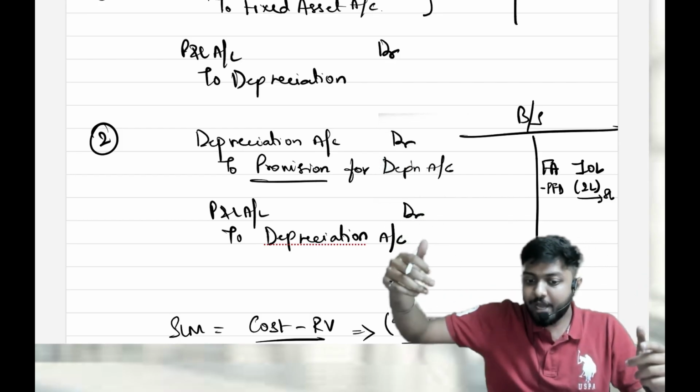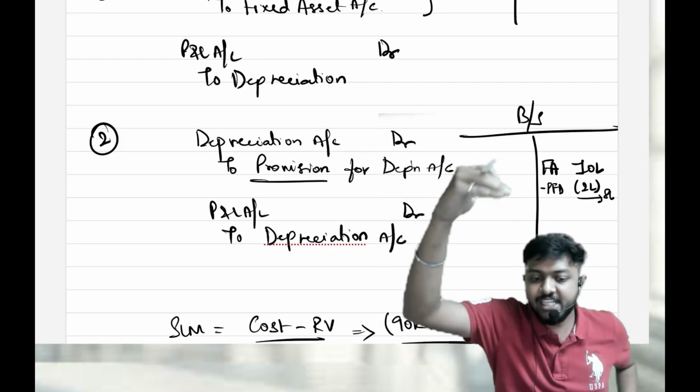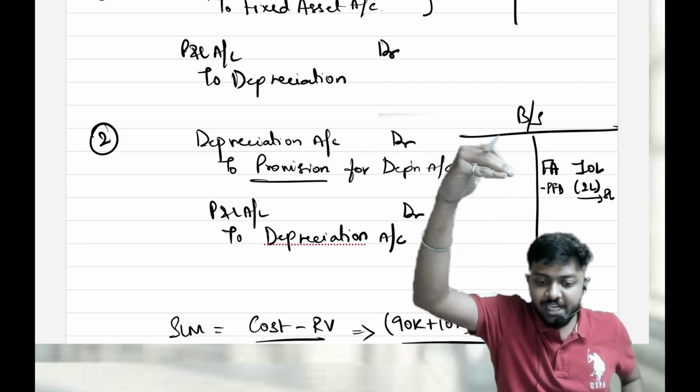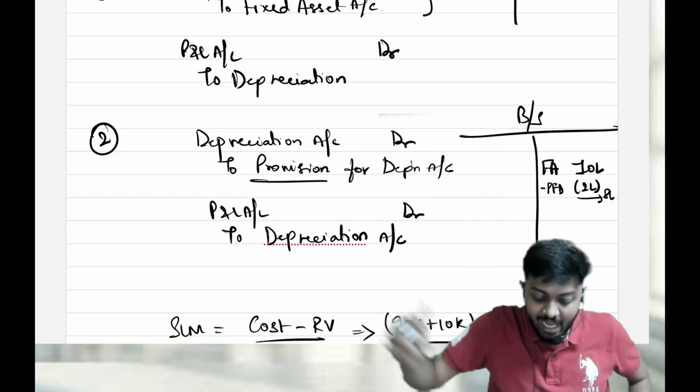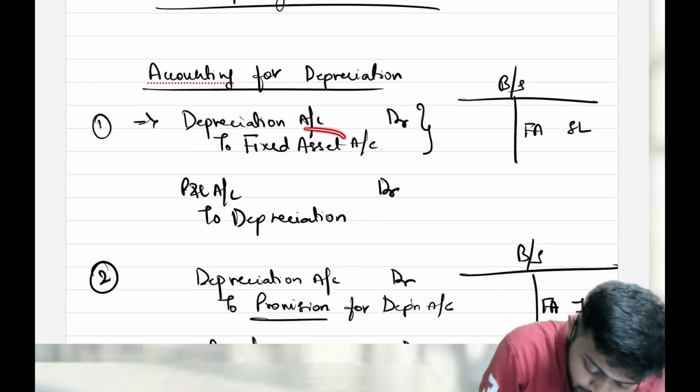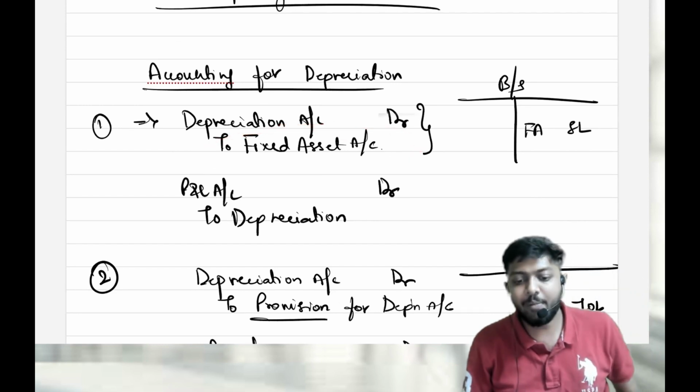In the first method, what happens? Suppose when you bought it, the asset is 10, and your depreciation amount is 1 lakh every year. So every year, the asset decreases to 10, 9, 8, 7. That happens in the first method because you are crediting the fixed asset every time you pass the depreciation entry.